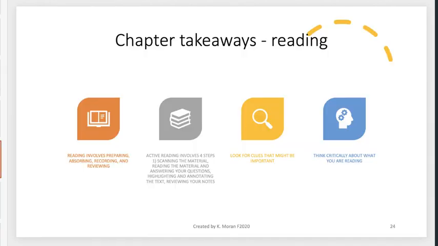So the chapter takeaways that we have are remembering that reading involves the learning cycle: preparing, absorbing, recording, and reviewing. And active reading has four steps: the scanning of the material, reading the material, answering your questions, highlighting and annotating the text, and reviewing your notes. Look for clues in the textbook that will tell you what is important information. And always think critically about what you're reading.